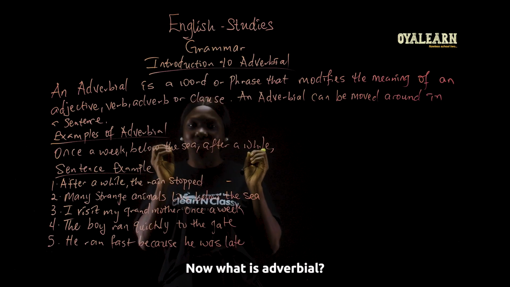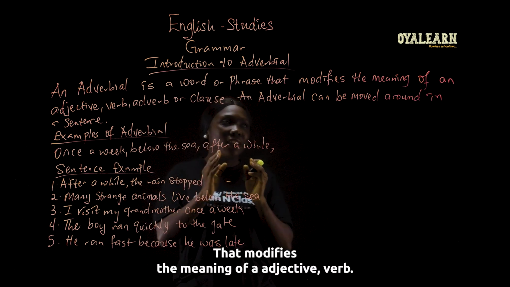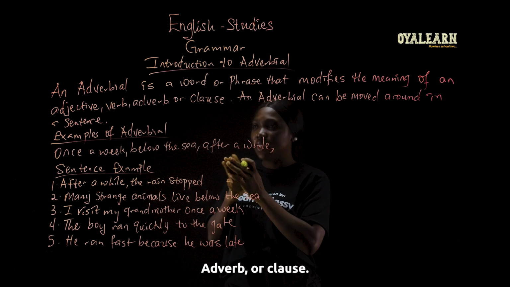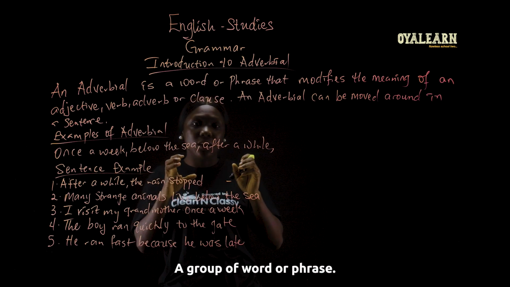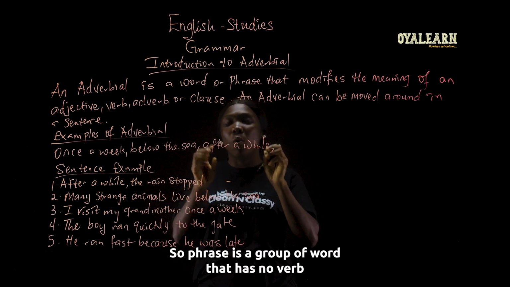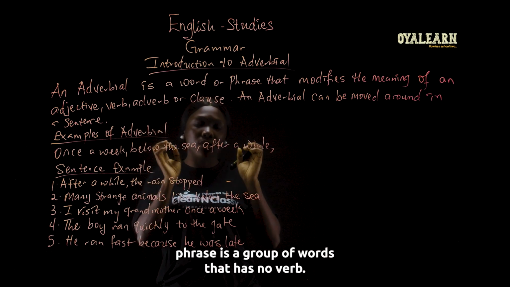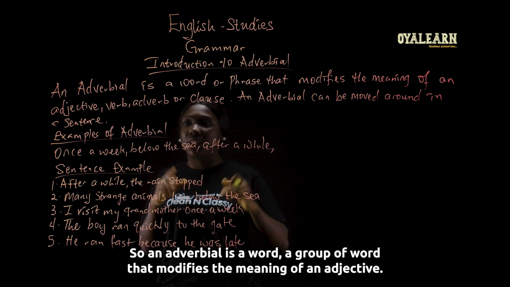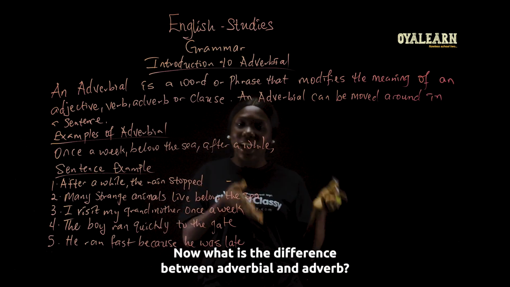Now, what is adverbial? An adverbial is a word or phrase that modifies the meaning of an adjective, verb, adverb, or clause. An adverbial is a word, a group of words, or a phrase. A phrase is a group of words that has no verb. So an adverbial is a word or a group of words that modifies the meaning of an adjective, verb, adverb, or clause.